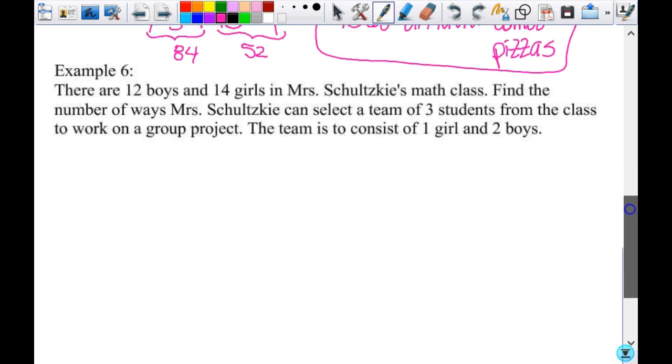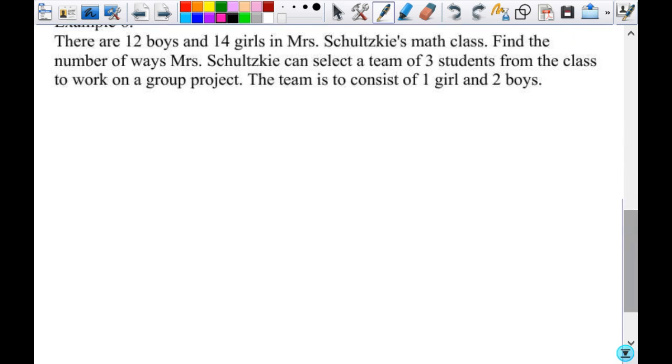So this next one says, there are 12 boys and 14 girls in Miss Schlutsky's math class. Find the number of ways that this lady can select a team of 3 students from the class to work on a group project. So let's just pretend that it stops right there. The number of ways she can pick 3 students to work on a group project. If I stop right there, is that a permutation or a combination? Combination, because I'm just picking 3 people.